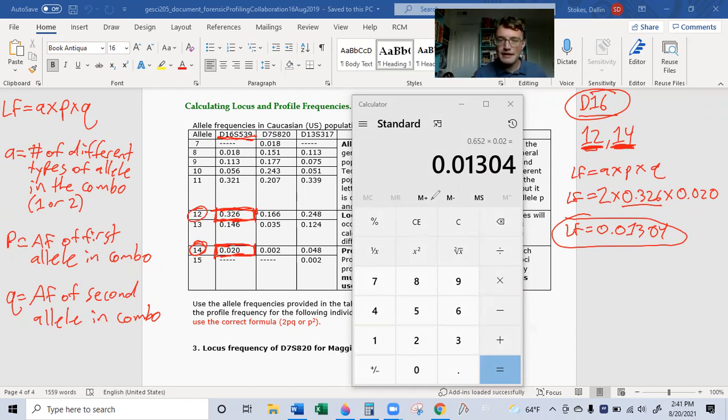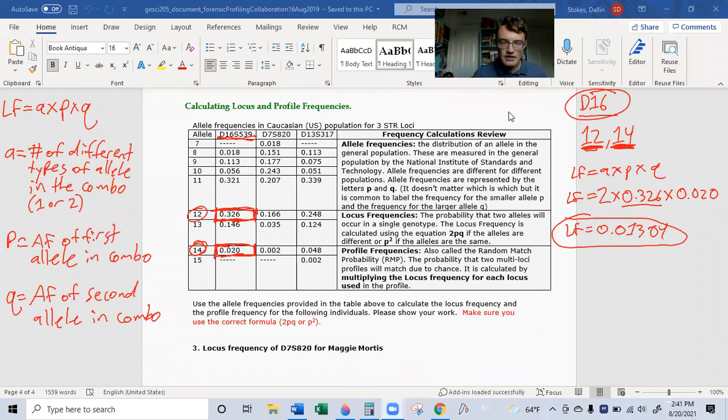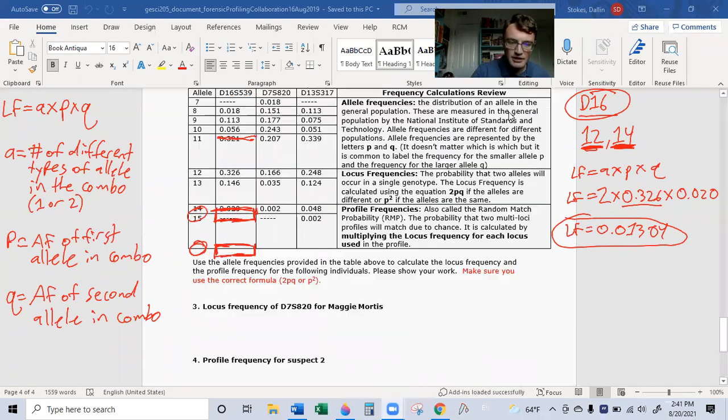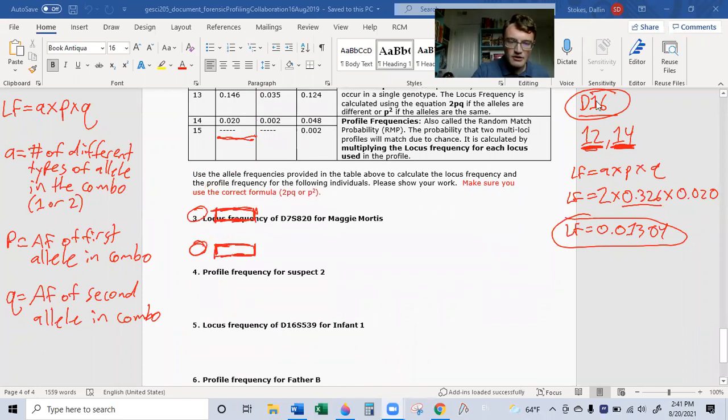But that's how you calculate locus frequencies. So for this one right here, question number 3, and this one down here, question number 5, those two are having you calculate locus frequencies. And for those, you will use the A times P times Q formula to figure it out. Okay, that's how you'd solve 3 and 5. That's how you solve locus frequencies. It's A, P, Q.